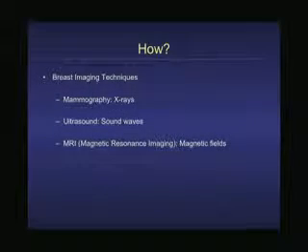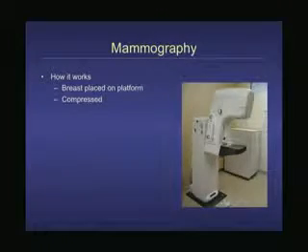So how do we image the breast? Just like the car industry, we have the big 3: mammography, ultrasound, and MRI. With mammography, we're going to image with X-rays. That's the only one that uses X-rays. Ultrasound, we use sound waves. And MRI, as you might have heard from the earlier lectures, uses magnetic fields. So let's start with mammography.